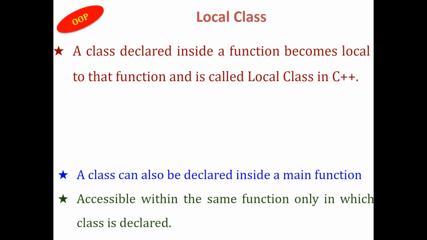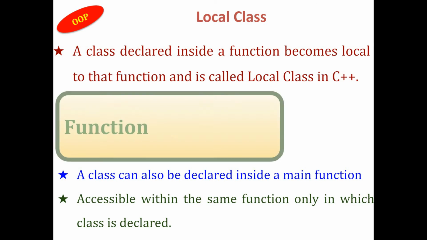So as we have seen, nested class means a class declared in another class. In a similar manner, a local class is a class which is declared inside a function. If a class is declared in another class, it is known as a nested class. But if a class is declared inside a function, then that is known as a local class. That means the class becomes local to that function.